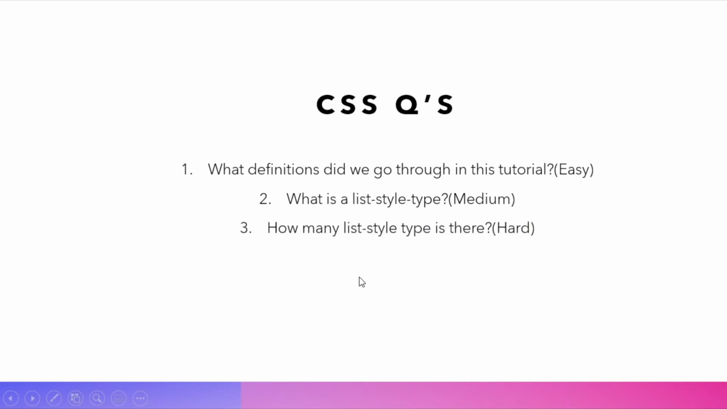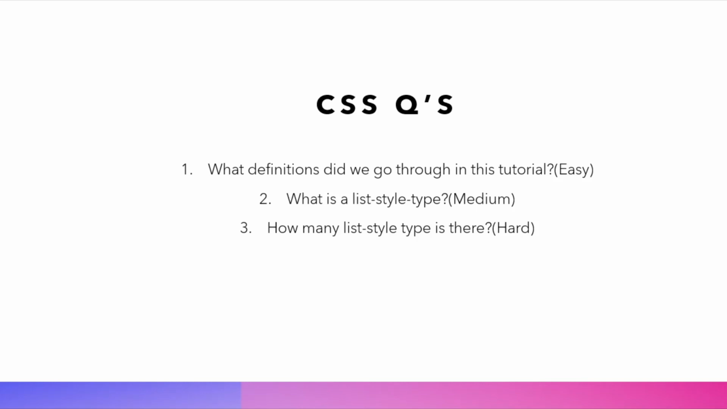So here we are on the PowerPoint and the CSS questions. For number 1, what definition did we go through in this tutorial? Number 2, what is a list style type? And number 3, how many list style types are there? So it'll be an easy, medium, and hard right there. So I'll give you a few seconds. So hopefully you've answered all those questions. If you haven't, just pause the video before we go on to the answers.